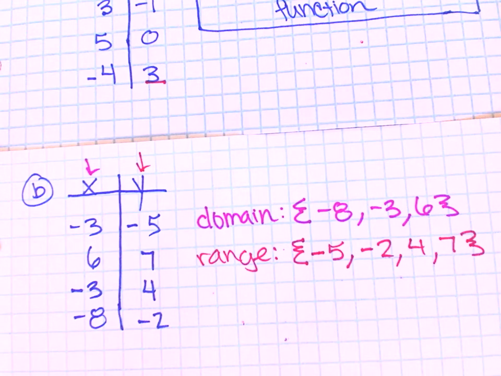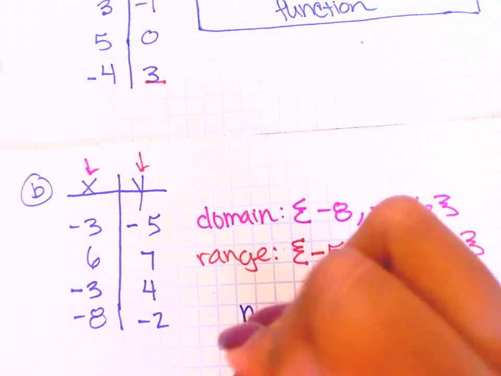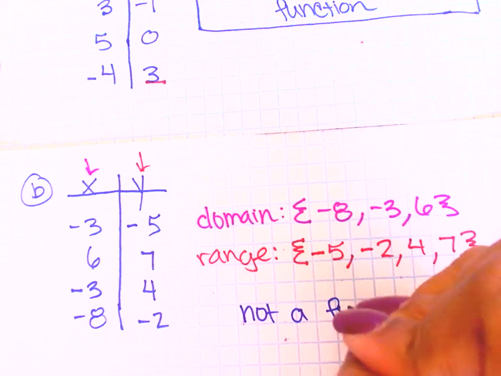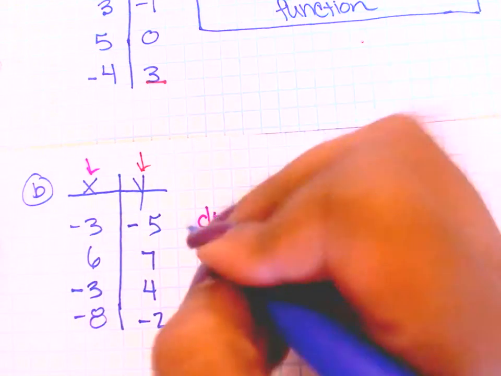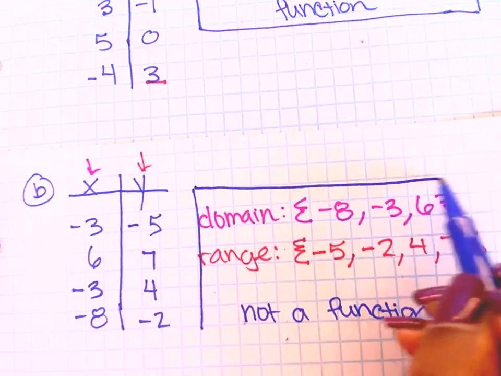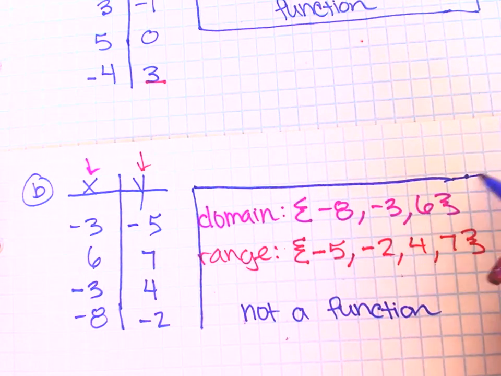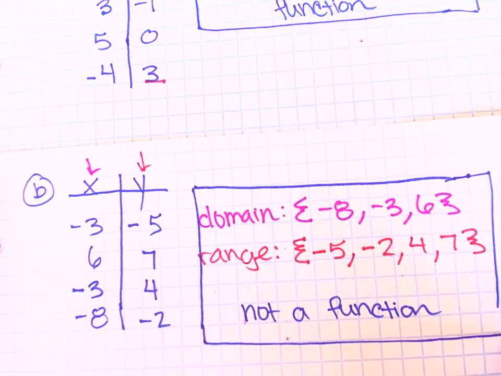Now here's where you gotta pay attention. Remember, the X's cannot repeat. Do we see a repeat in the X? Yes or no? Yes. So if there's a repeat in the X, it is not a function. Because if you were to graph it and the X repeated, it would go through 2 points. The Y's, not necessarily. So this whole thing is your answer. The domain, the range, and it is not a function.